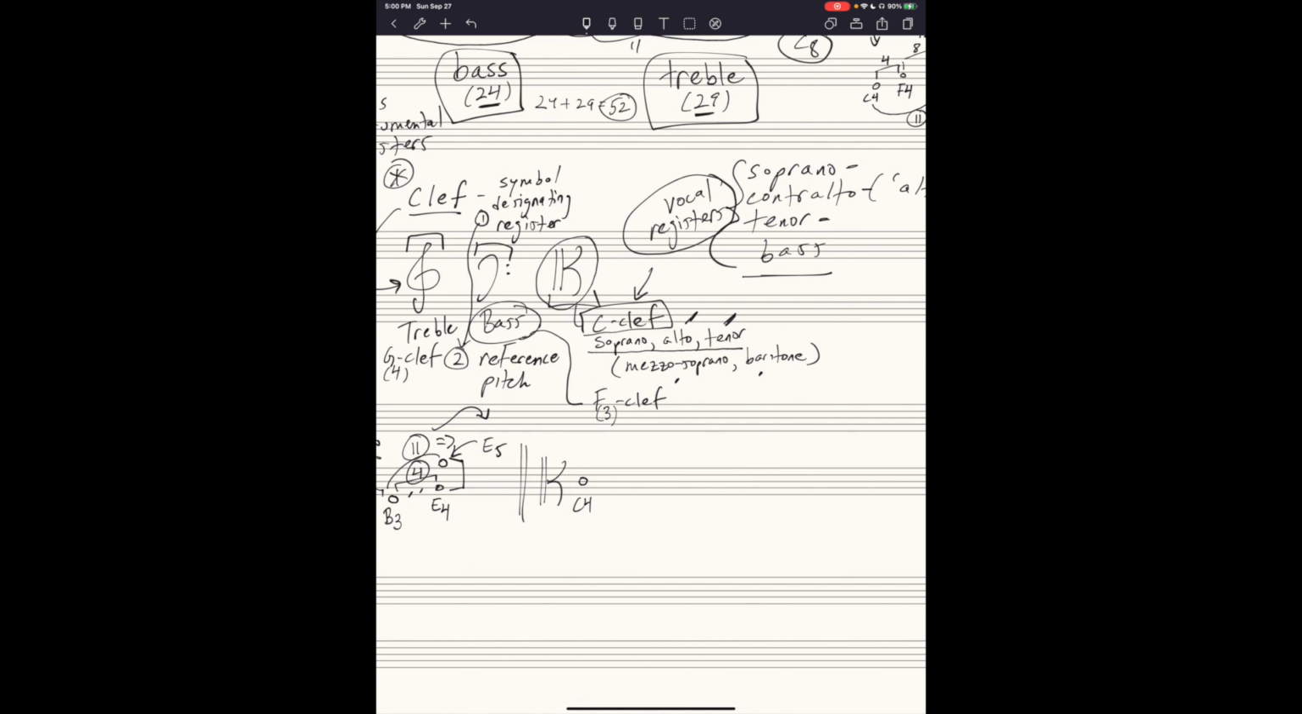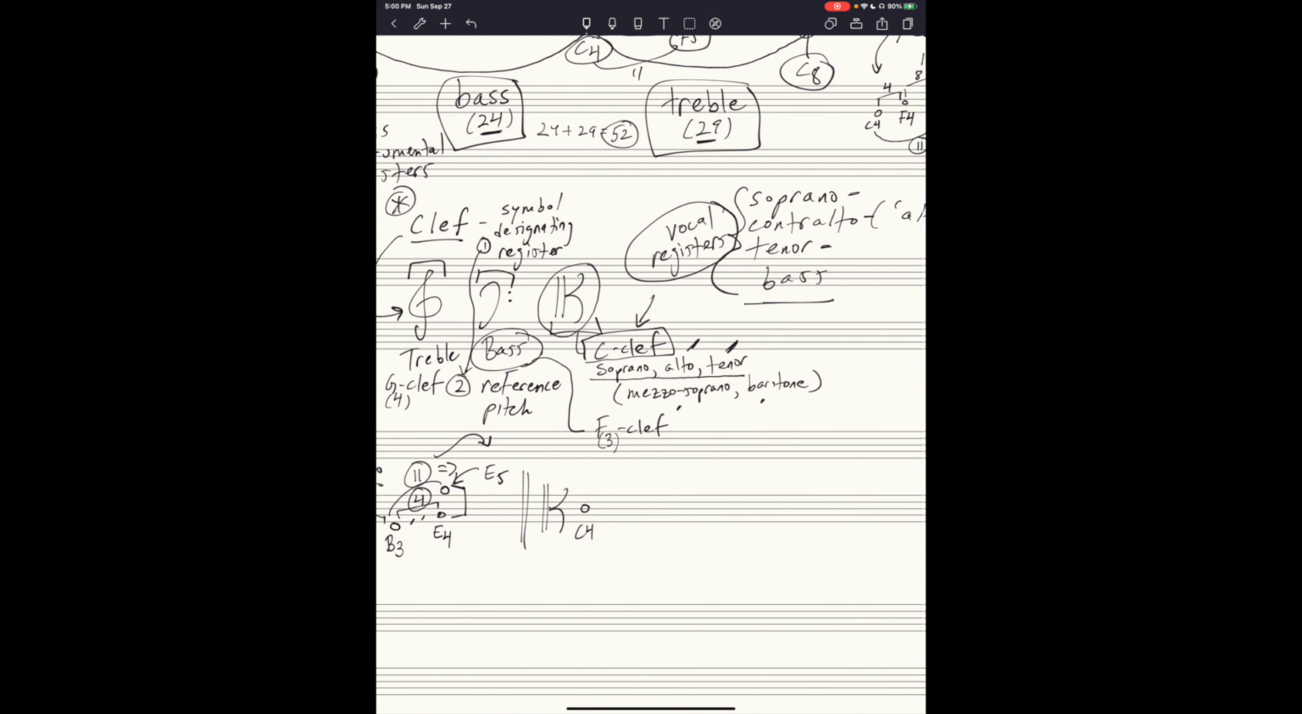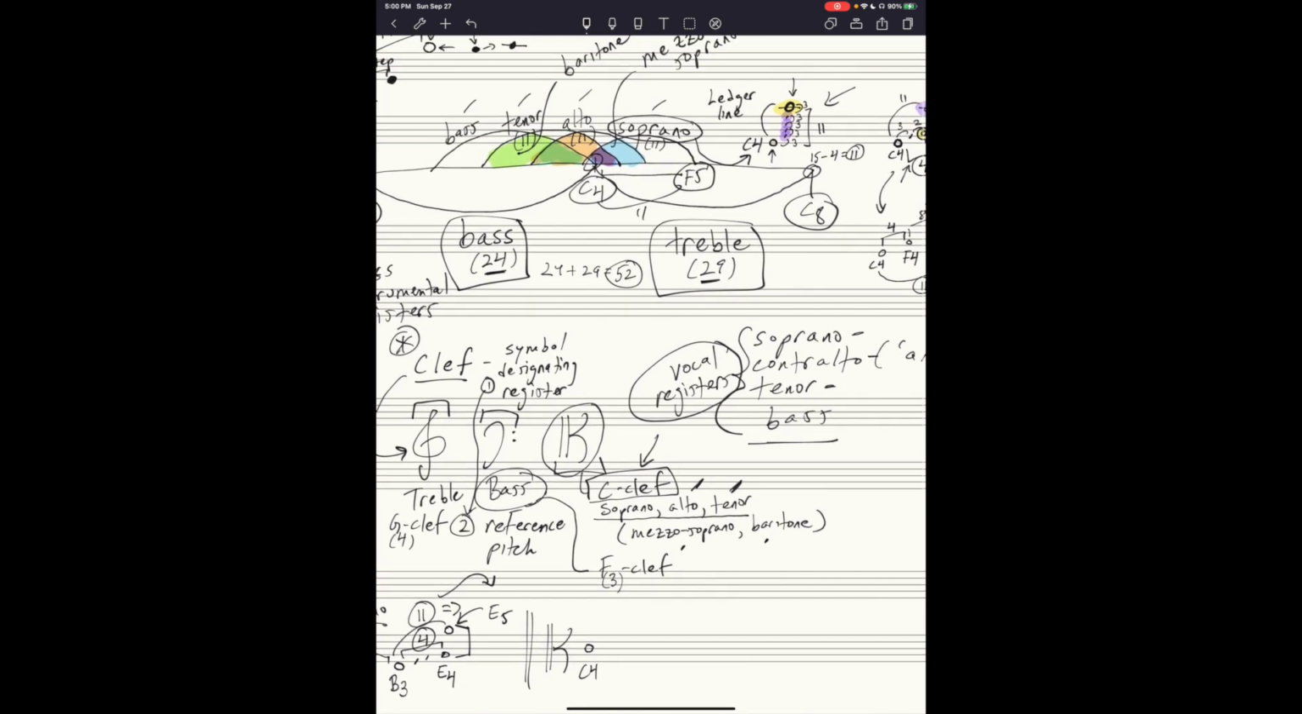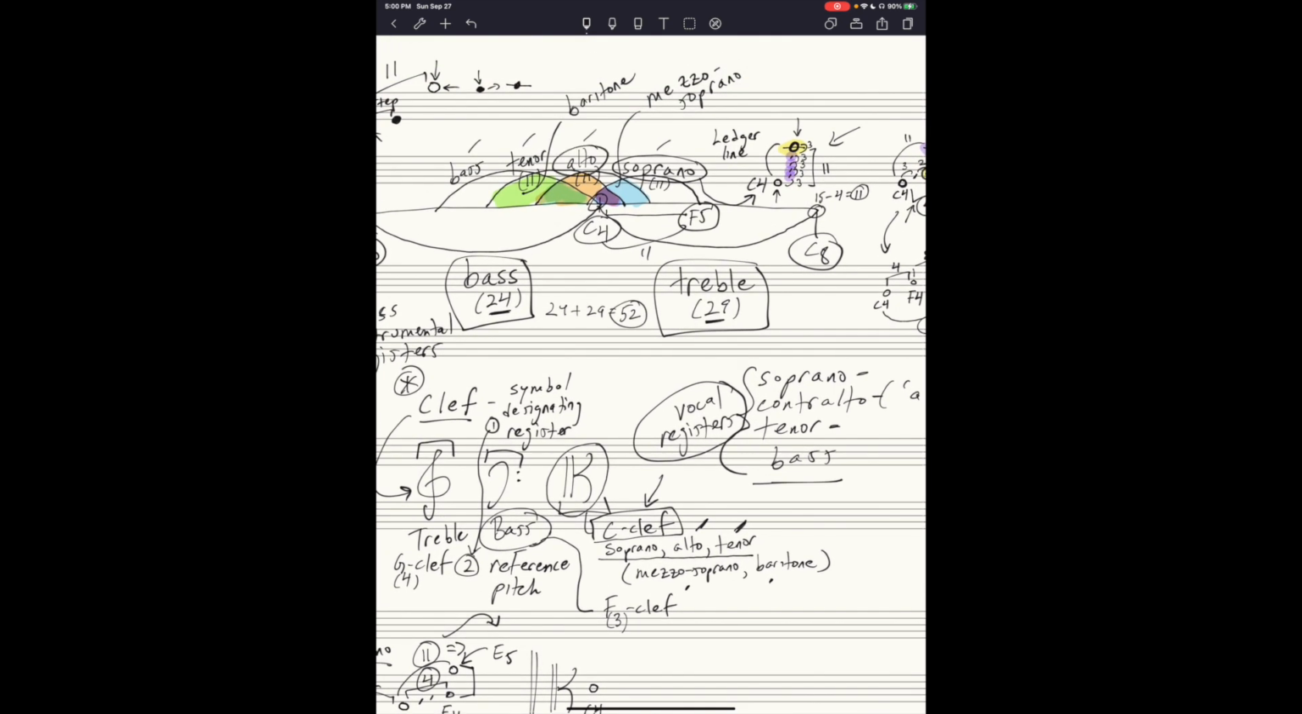Now remember that C4 is in the middle of the alto. Remember that here's the alto's range right there, and C4 is right there, approximately in the middle.